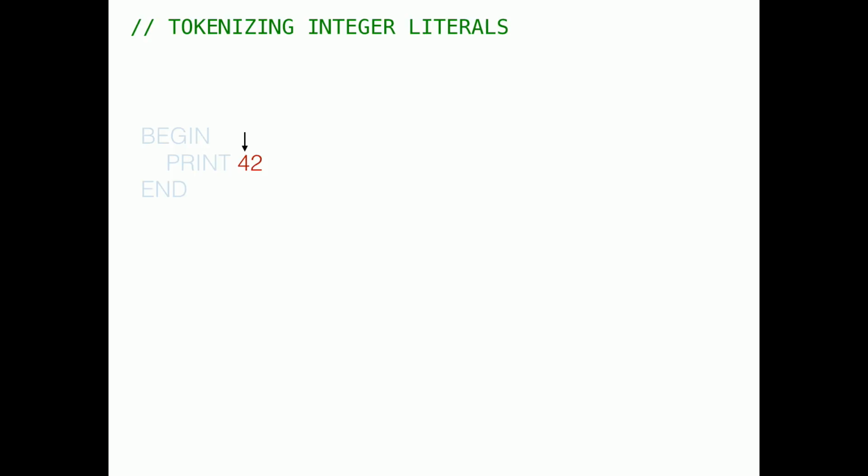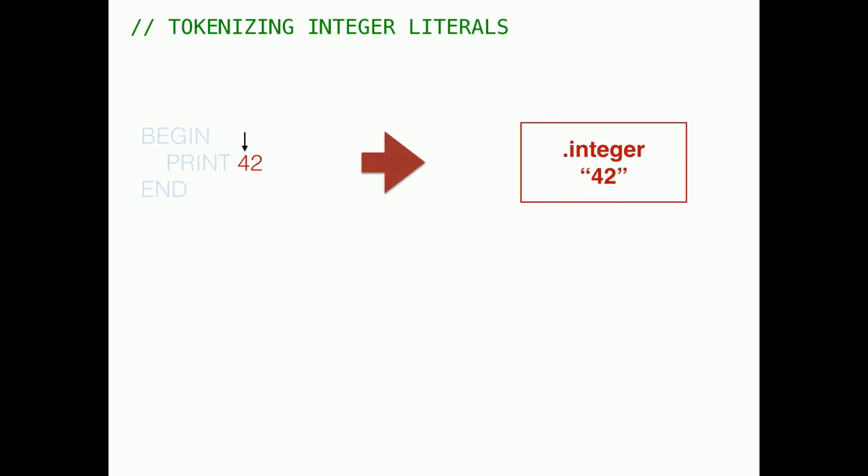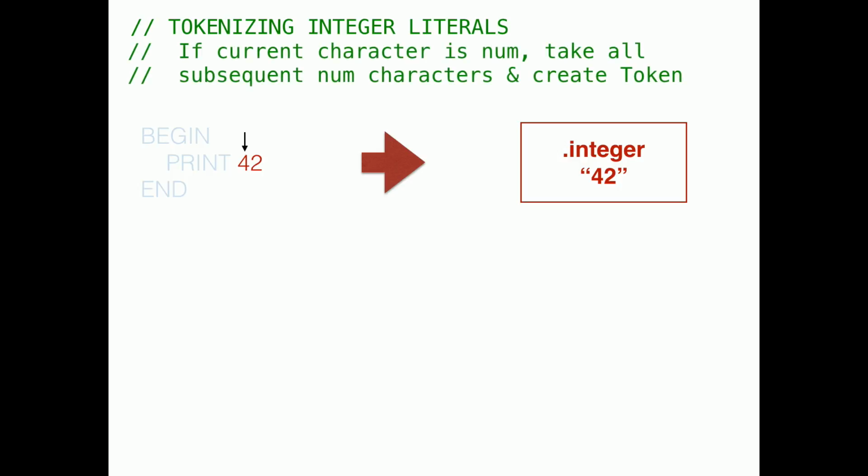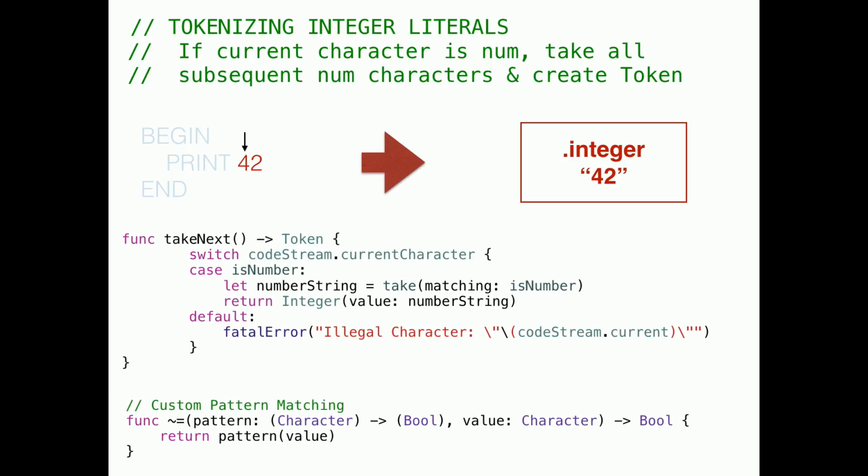So let's think about how we would tokenize an integer literal like 42. If we were looking at this 4 character, what we would want our tokenizer to do is recognize that the 2 character belongs concatenated with it, and return an integer token with the value 42. So how might we implement that? Well, if we formalize that rule, we would say if the current character is numerical, take all subsequent numerical characters and create an integer token.